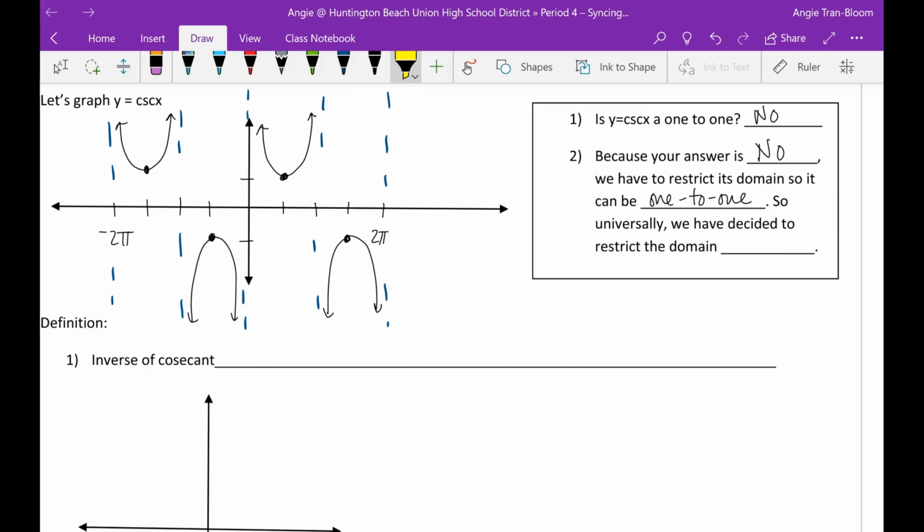So I'm going to highlight a couple of things. It may not be true at first, okay? So just kind of listen. So what if I were to restrict it from 0 to pi? Well, that's not a one-to-one. That's not going to work, right?